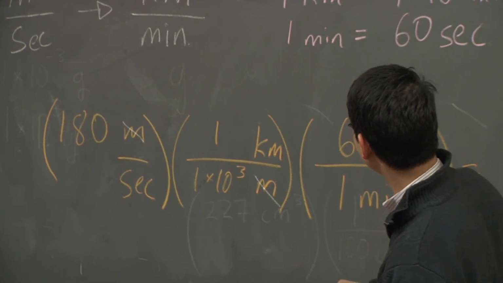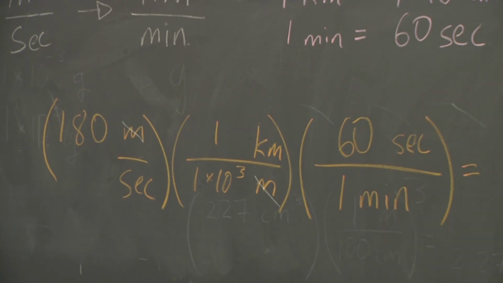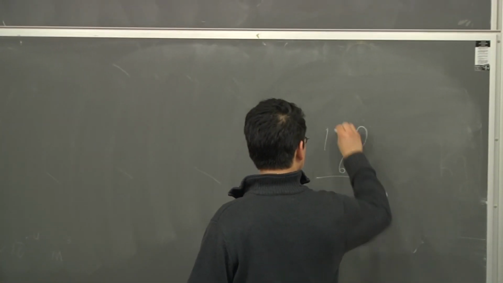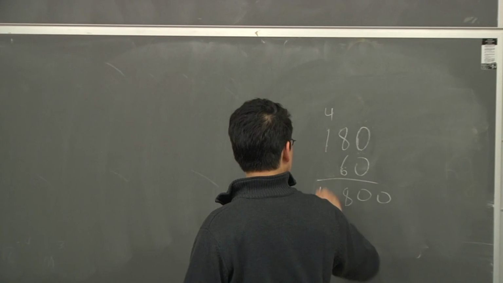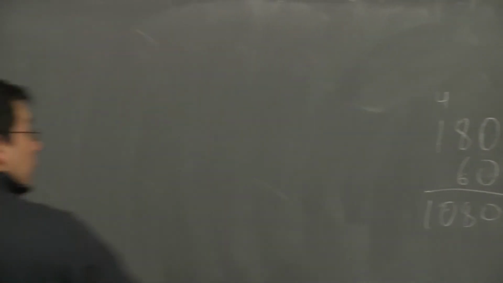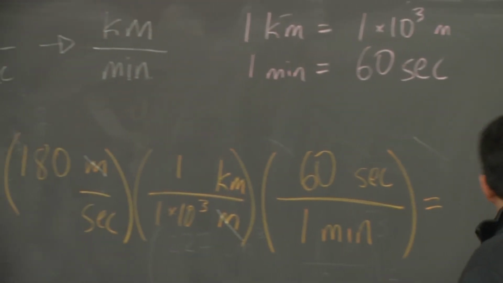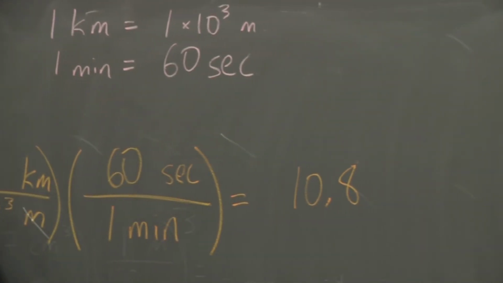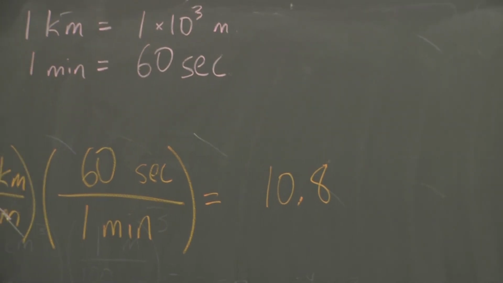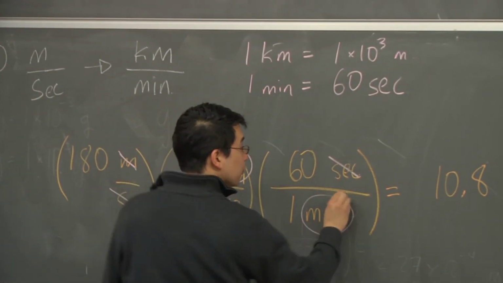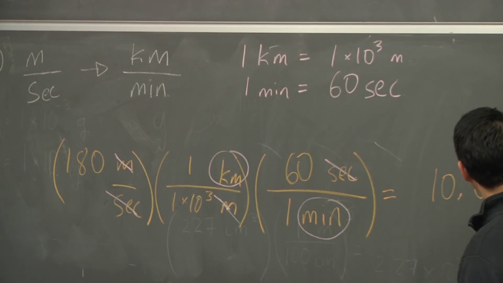I didn't do this beforehand, so what I have is 10800 on top and 1, 2, 3. So what I get is 10.8 for my number. And let's do the canceling. We got our meters gone, and our seconds gone. What's left? Kilometers per minute. So it's 10.8 km per minute.